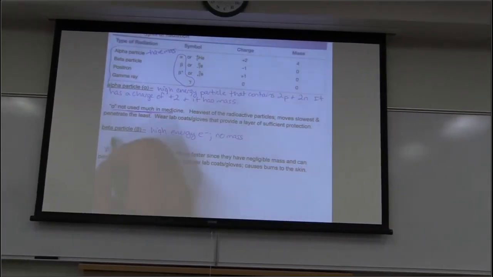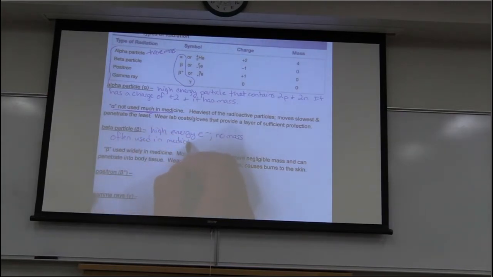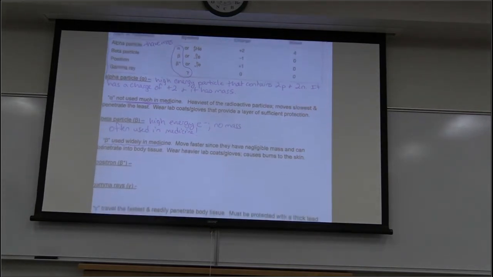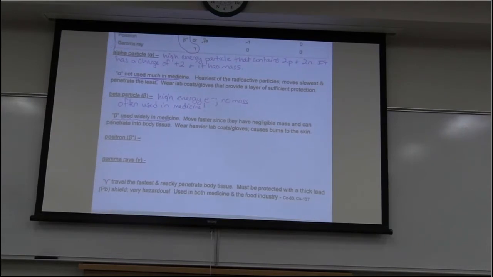They are often used in medicine. And that's why it says beta is used widely in medicine. You do need to wear a heavier lab coat and heavier gloves, and even if you do, it may still cause burns. It can cause damage to the skin. But it is used widely in medicine, and we will see where it is used and where it is emitted by iodine-131 in a little bit. But it is used a lot in medicine.